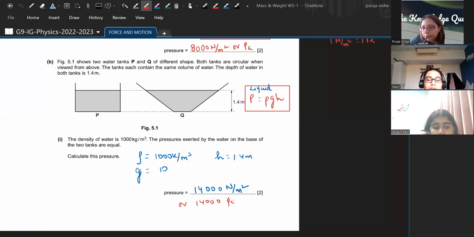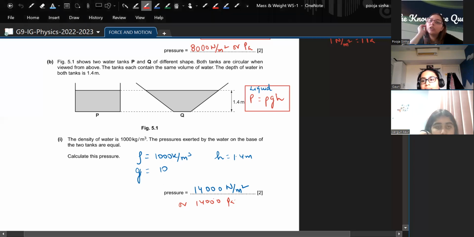Since the water level will be greater in Q, I think Q will have the greater amount of pressure. Absolutely. And what is the reason behind it? That Q's base area, how much is it? Is the base smaller? Yeah. It's smaller than the base area of P, right?